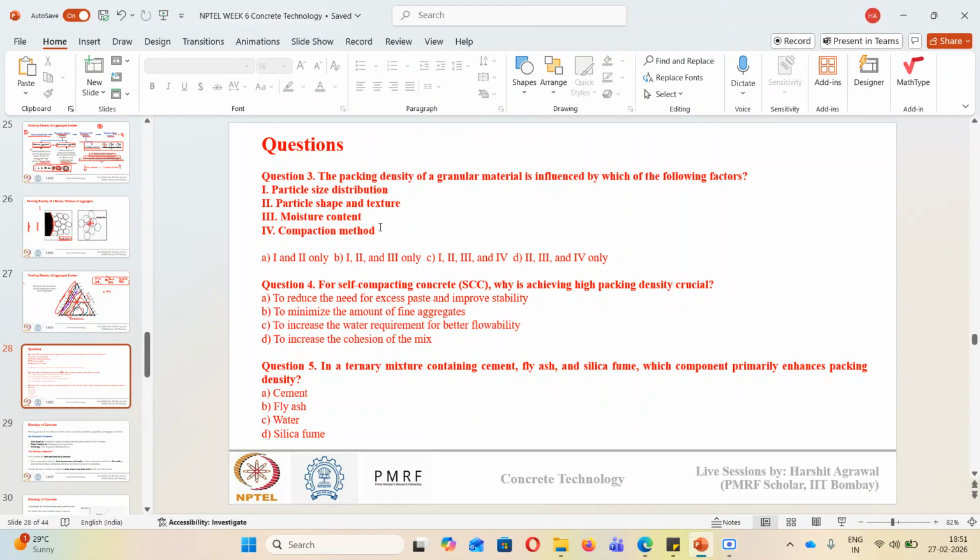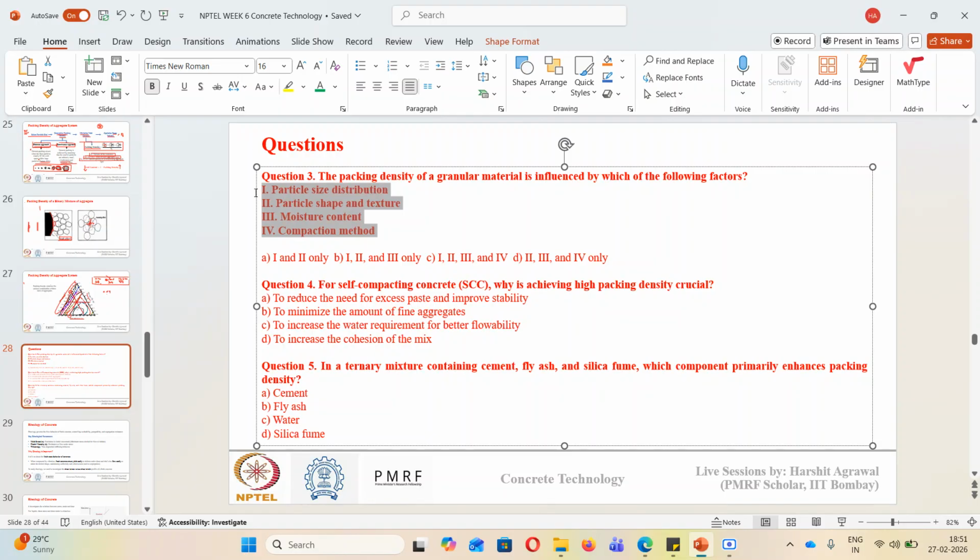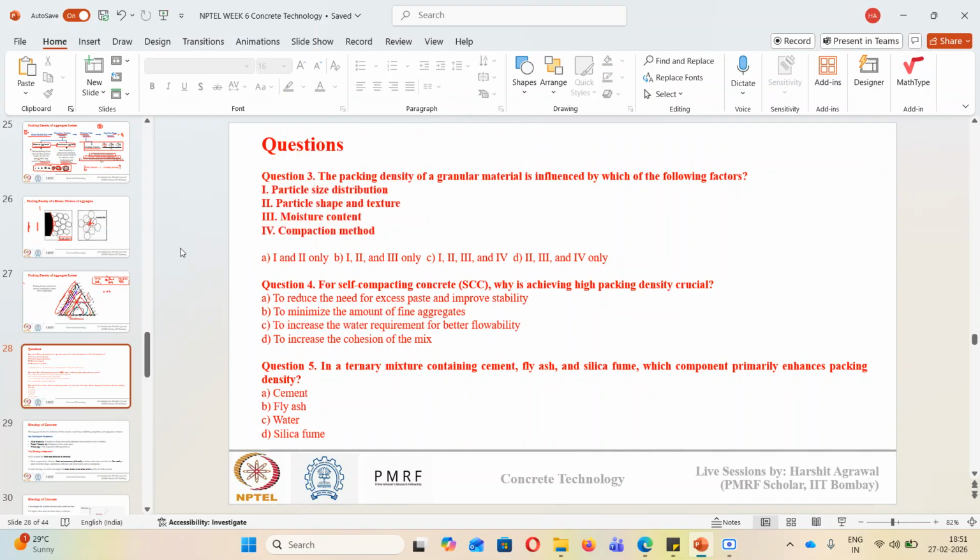Just think about all the four options. Do they influence the packing density of a granular material? What options do you think are affecting the packing density? 1, 2, and 3. Okay. Can anyone tell me how 3 affects the packing density?